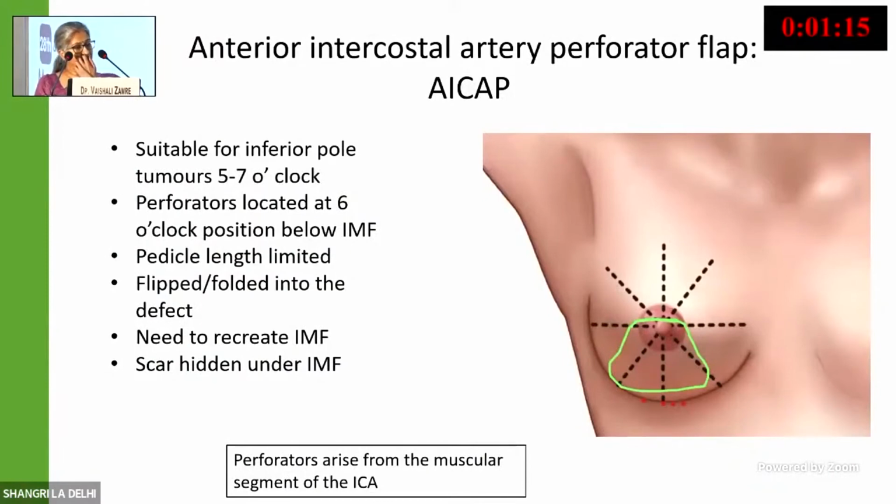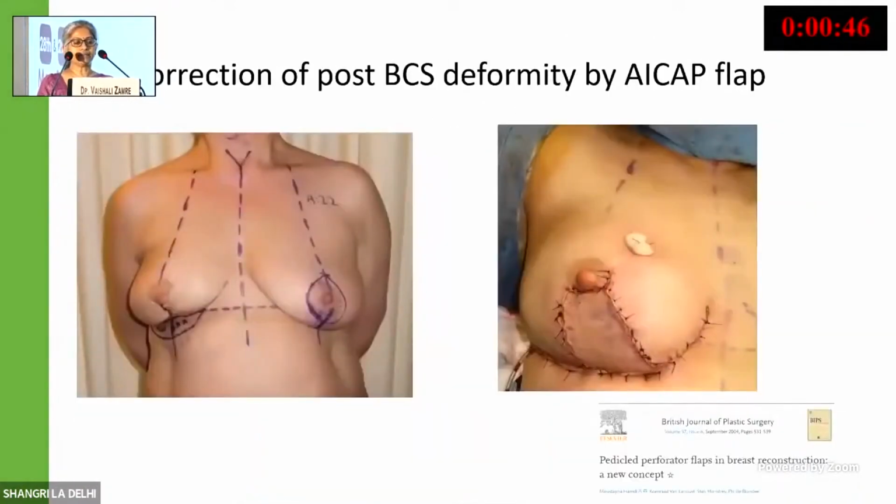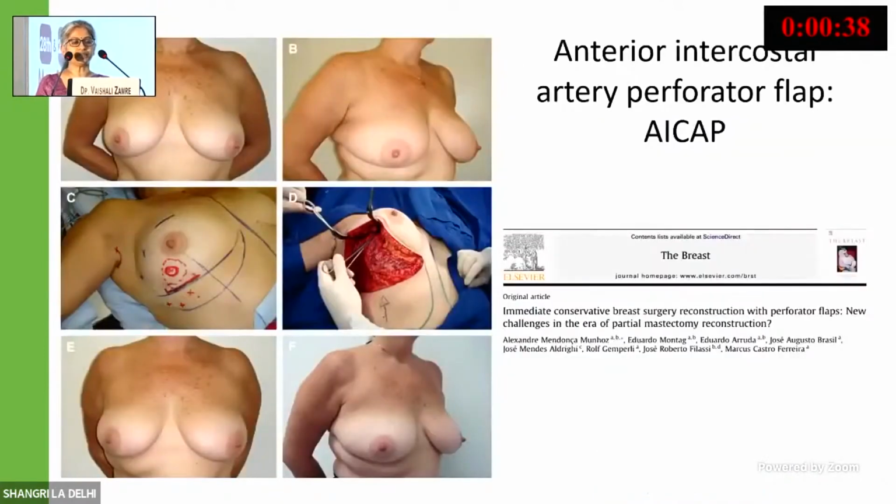Then the anterior intercostal artery perforator flap is suitable for inferior pole tumors located between 5 to 7 o'clock position. The perforators are located around the 6 o'clock position below the IMF. Pedicle length is limited. However, they can be flipped or folded into the defect situated in the inferior quadrant. In both MICAP and ICAP, you need to recreate the inframammary fold. The scar can be very well hidden under the inframammary fold. These are some of the examples. Then post-BCS deformity can be very well corrected by using ICAP, as shown in this picture.